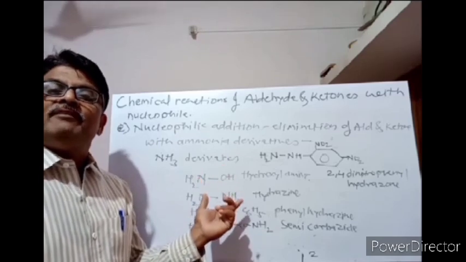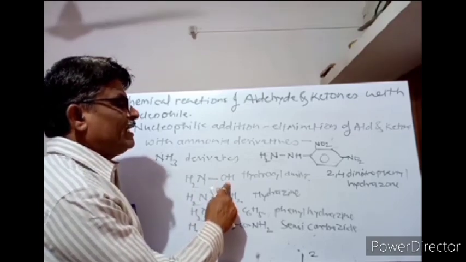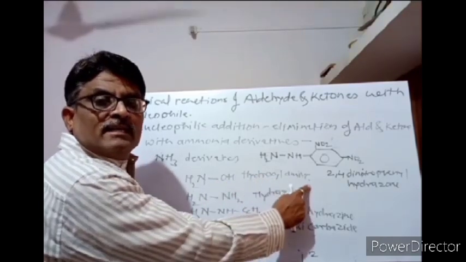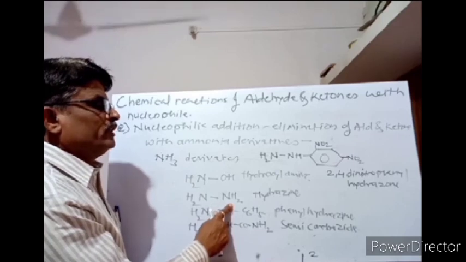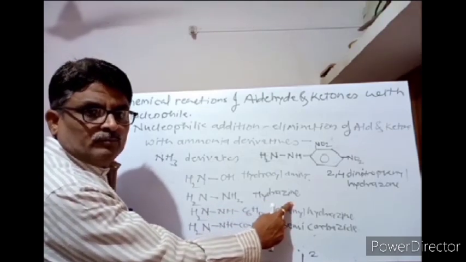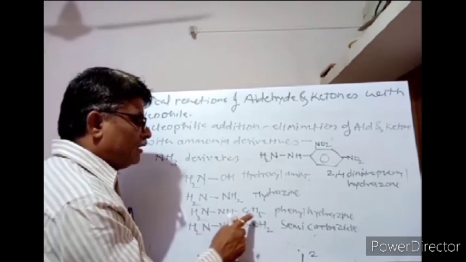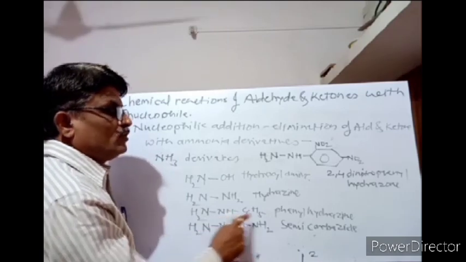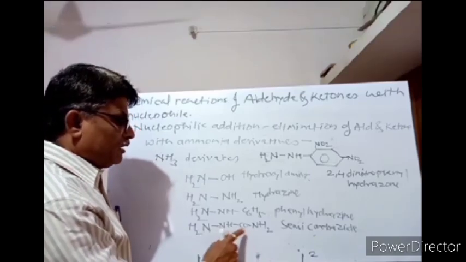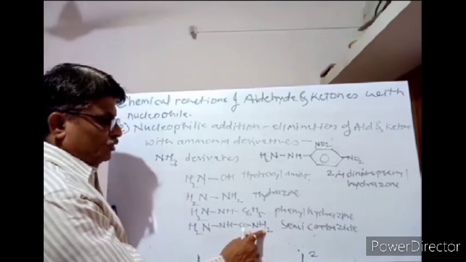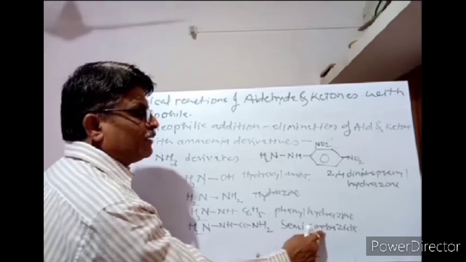the ammonia derivatives. NH2 with one hydrogen replaced by a hydroxyl group is known as hydroxylamine. When hydrogen is replaced by another NH2 group, it is called hydrazine. Here the hydrogen of ammonia is replaced by an aromatic group, it is called phenylhydrazine. Another one, an NHCONH2 group replaces a hydrogen of ammonia. It is called semicarbazide.